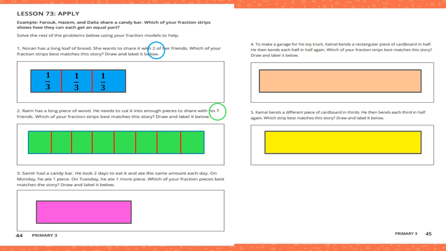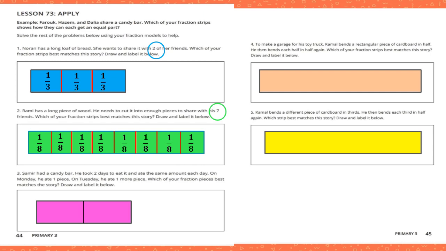And each friend or each person will take 1/8. 1 part from 8 parts. Question number 3. Samir had a candy bar. He took 2 days to eat it and ate the same amount each day. So he cut it into 2 parts and each day he ate the same amount.